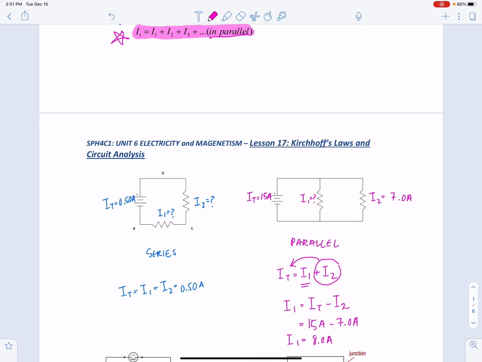So, another way to look at it. If you know this plus this must equal 15, what must this answer be? What plus 7 equals 15? And the answer is 8. 8 plus 7 equals 15. All right.